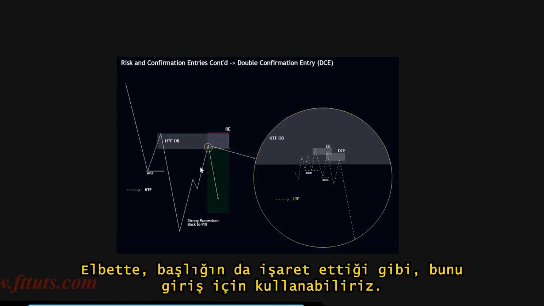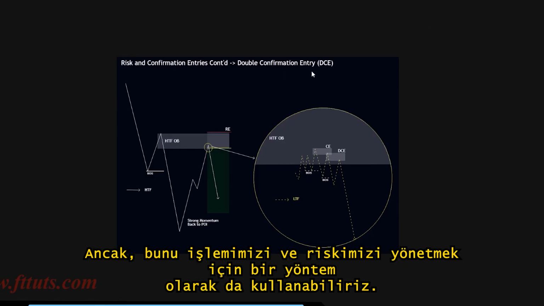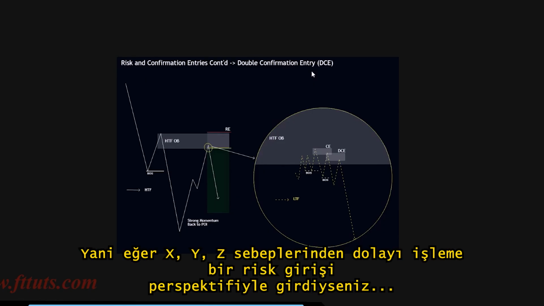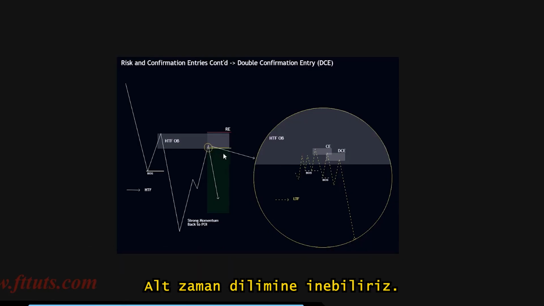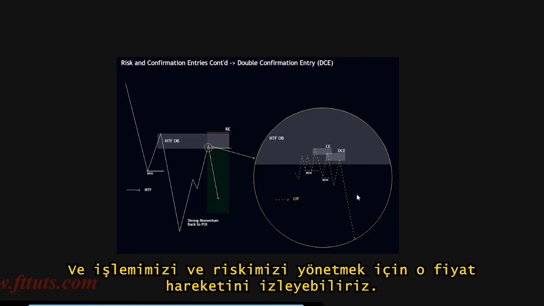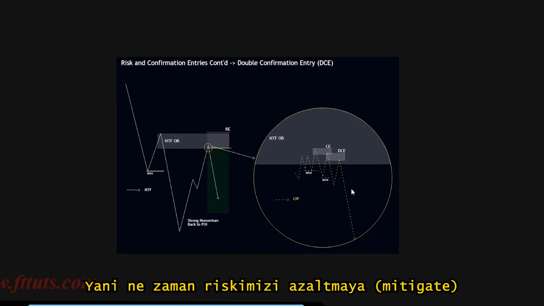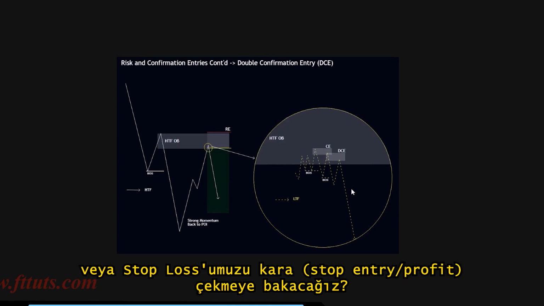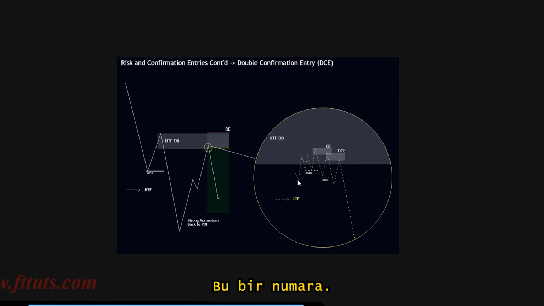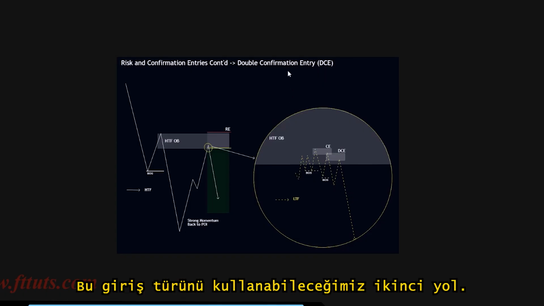Now, there's two ways we can use the double confirmation entry. Of course, as the title might indicate, we can use it for entry. However, we can also use it as a way to manage our trade and our risk. So if for XYZ reason you entered the trade on a risk entry perspective, we can scale into the lower time frame and monitor that price action to manage our trade and our risk. So when are we going to look at mitigating our risk or setting our stop loss in profit? That's the second way we can use that entry type.